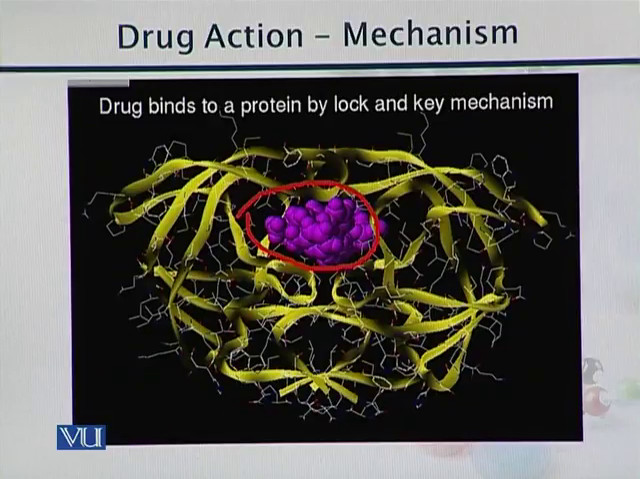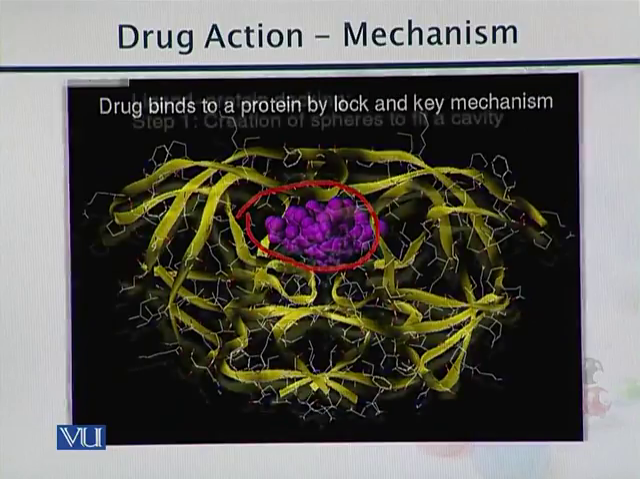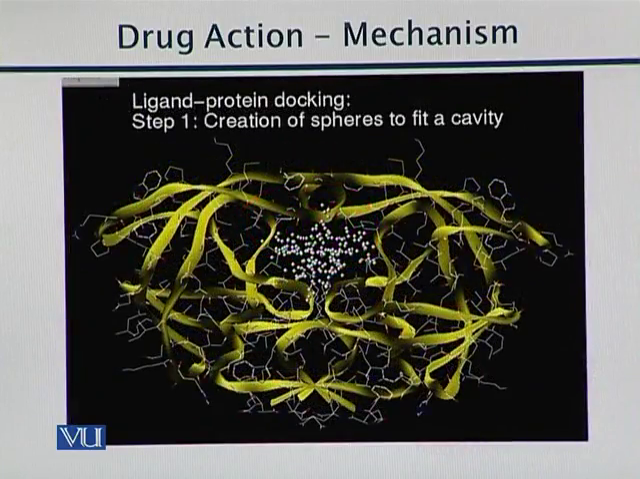Once it is placed there, this drug will bind to the protein by a lock and key mechanism. Lock and key mechanism means that it will be fixed at this specific place for some specific time until we unlock this drug. So what are the different steps now?